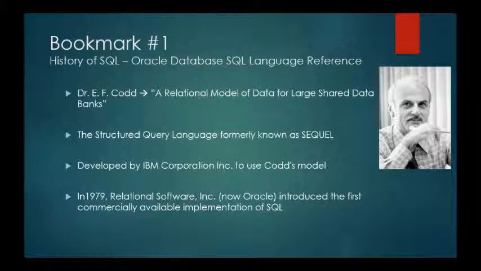In June 1970, Edgar Frank Ted Codd published a paper, A Relational Model of Data for Large Shared Databanks. Then IBM developed a language, Structured English Query Language, also known as SQL, to use Codd's model. Now, Codd's model is accepted as the definitive model for relational database management systems. In 1989, Relational Software Inc., now Oracle, introduced the first commercially available implementation of SQL.